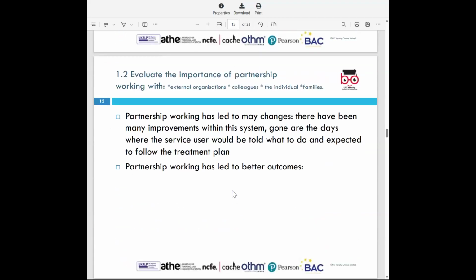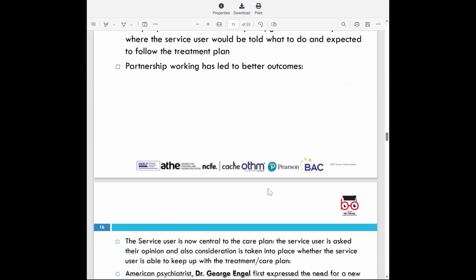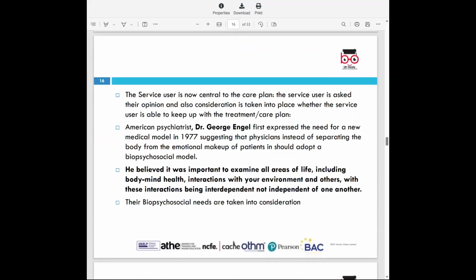1.2, the importance of partnerships. So partnership working in health and social care is the collaboration of all services working together, and it's there to improve within the system, make improvements, and where services need to be looked at, they put in treatment plans and better outcomes for those services. So the partnership working has led to better outcomes. So these could be that the service user is now central to the care plan.